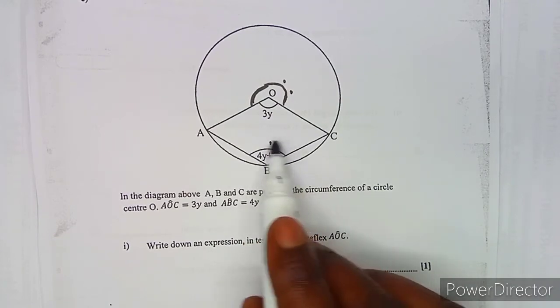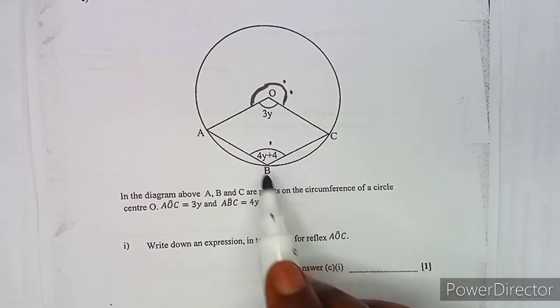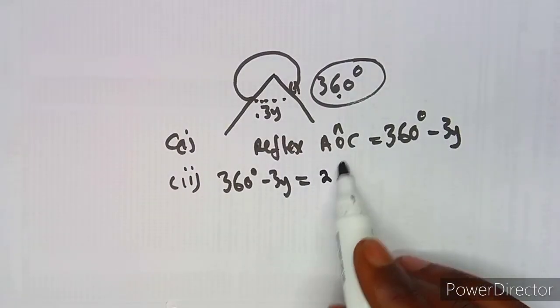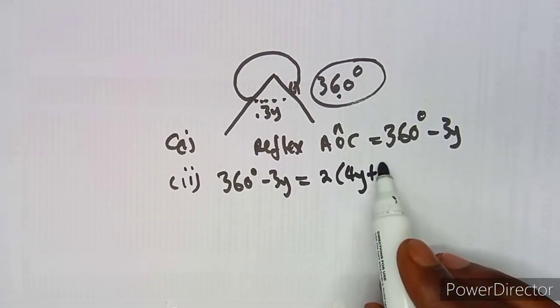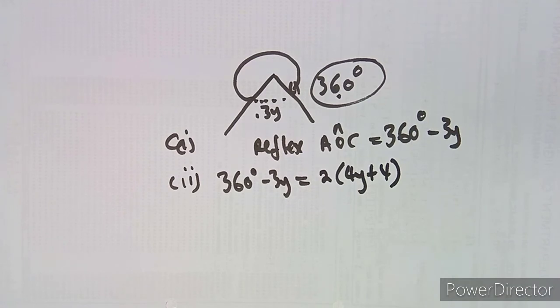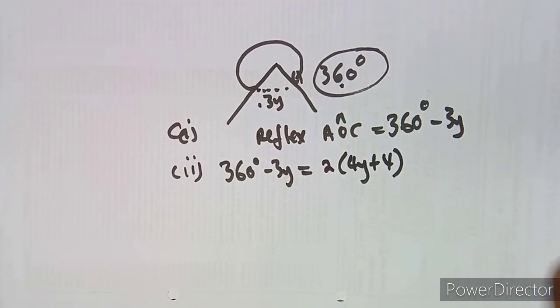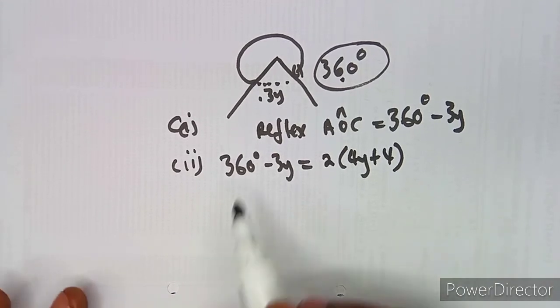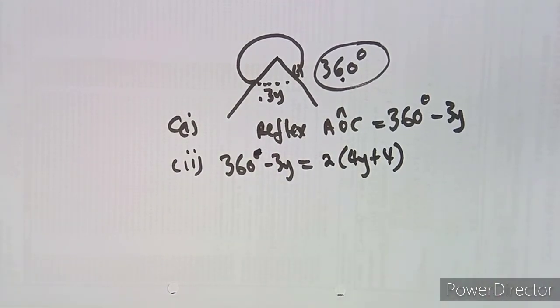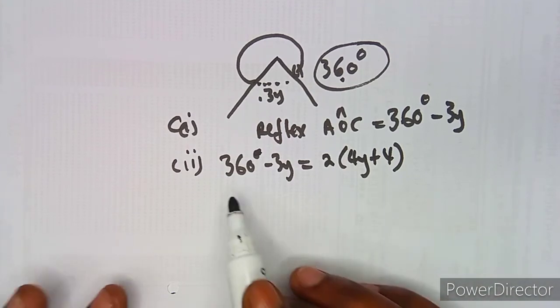So twice, which means you're multiplying this by 2 so that they will be equal. So it's going to be 2 by 4y plus 4 like this. By just multiplying this by 2, you are saying these two are equal, so you can actually solve for y in this case. So how are you going to solve this? This is just same as 360. You can just leave this degree so that you solve properly.